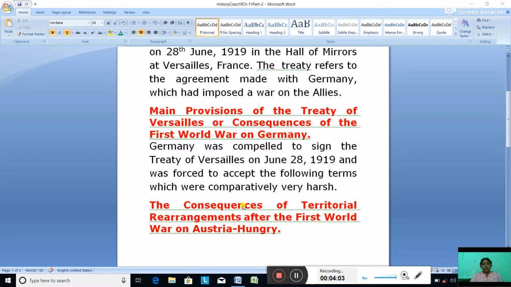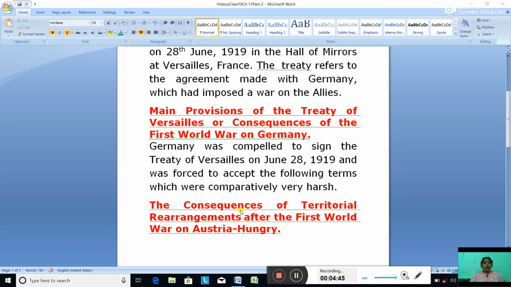Germany also had to lose her colonial empire, and it was divided among the victorious countries, like Togoland and Cameroons were divided among France and England. German colonies in Southwest Africa and East Africa were taken away from her and shared by England, Belgium, Portugal, South Africa, while Japan got Shantung in China, New Zealand got Samoa Island. So the colonies were also shared by the victorious countries.